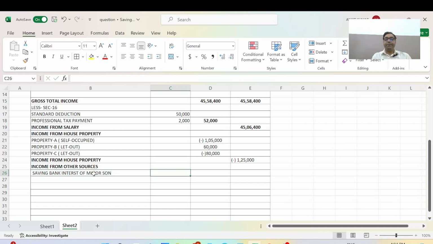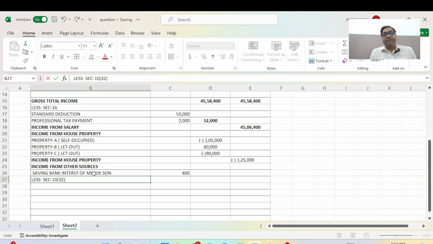This is 800 rupees, and it is tax exempted under Section 10 clause 32. I have already discussed this in the section 80C to 80U. The amount is 800, not 8,000 rupees, so it will be nil.